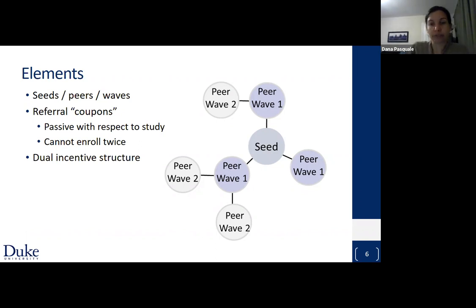In addition to the compensation participants receive for completing study activities, things like study surveys or perhaps tests, those are traditional study activities, participants are also compensated for their recruitment effort. So this is called a dual incentive structure, where the tier of compensation for traditional study activities is called the primary incentive, and then any compensation participants receive for their time and effort towards recruitment is called the secondary incentive. All participants receive primary incentives for completing study activities, and any participants who recruit contacts also receive secondary incentives, and that's separate from being a seed or a peer.